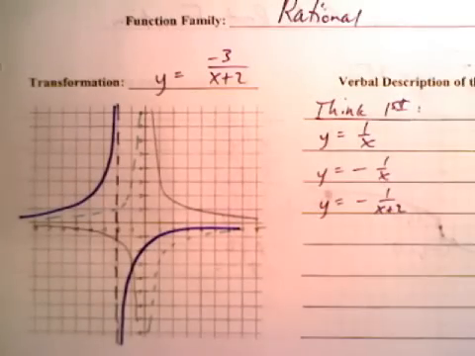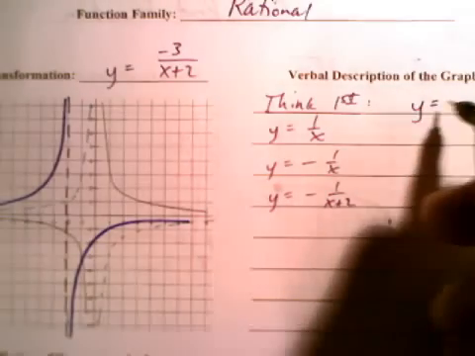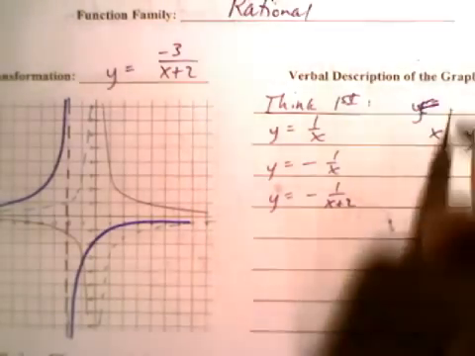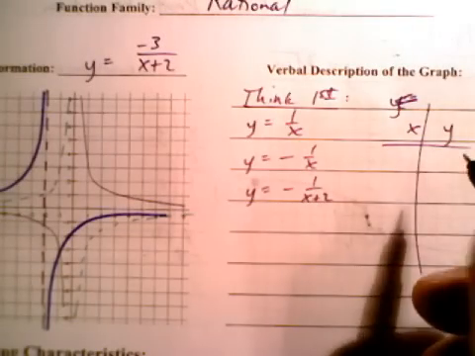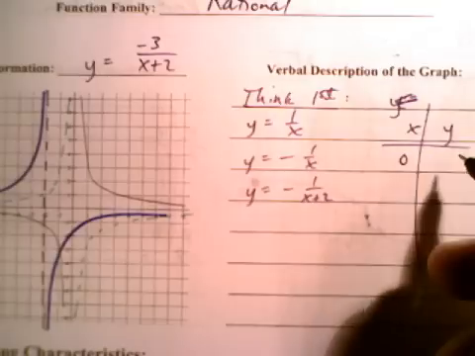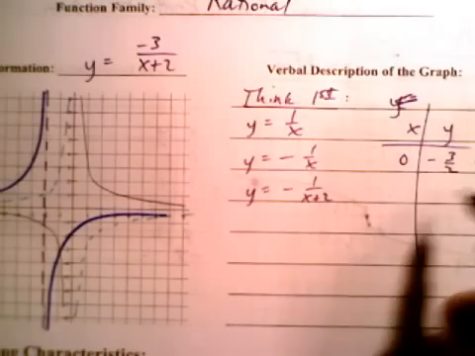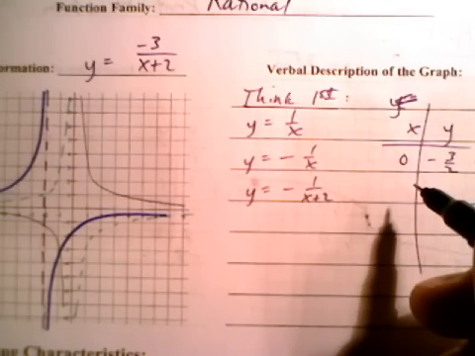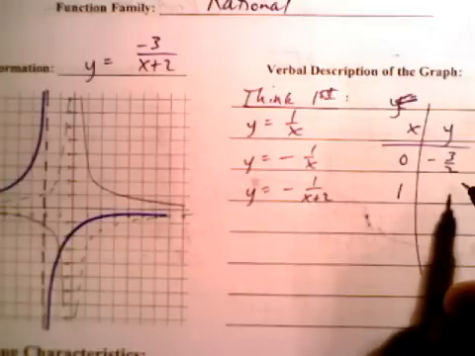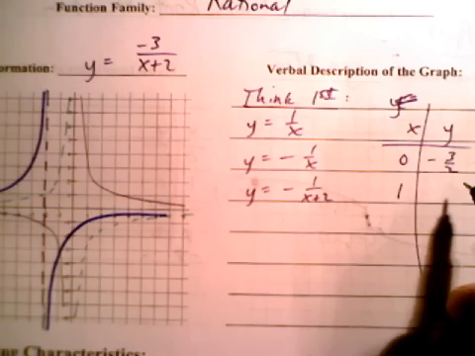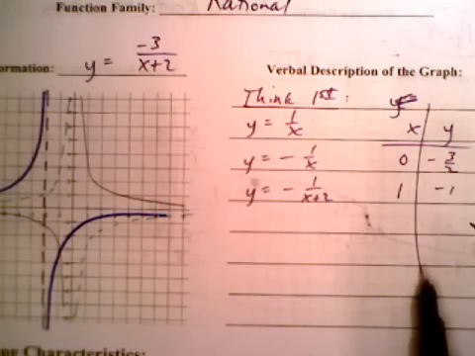Okay. You always want to confirm. It's really good to do that. Sorry, let's make an XY chart. And if we make an XY chart, let's pick values like 0 for x, and then we get negative 3 halves. Look down here, pretty close. That's good. How about a convenient value for x? How about, let's say, 1? And if we plug 1 in for x, we get negative 3 over 3, which is negative 1. And so 1, negative 1, yep, goes right through that.